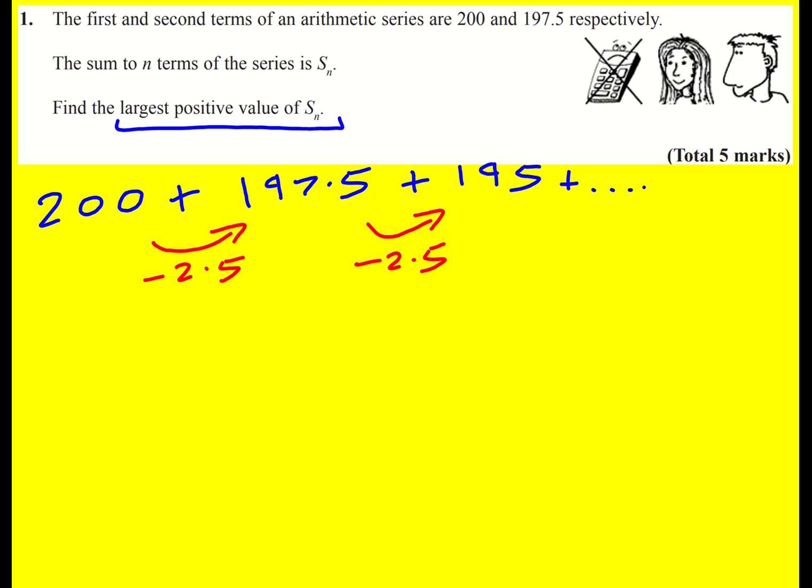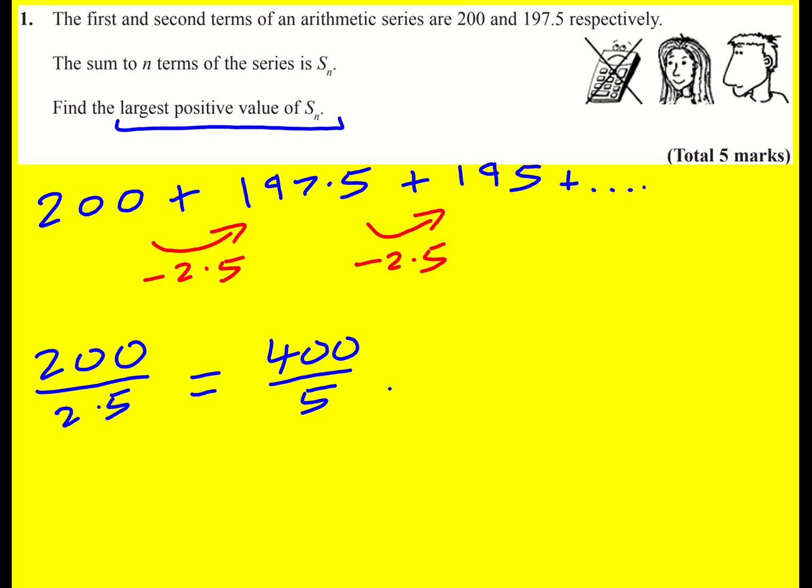So it's going to just get smaller and smaller down to 0, and in fact it is going to equal 0 exactly. And one way we can figure out how many terms there are going to be is by simply doing 200 divided by 2.5 to see how many times it goes into it. That's the same. You could double both to give 400 over 5, and that is 80. So there are 80 terms basically between 200 and 0.